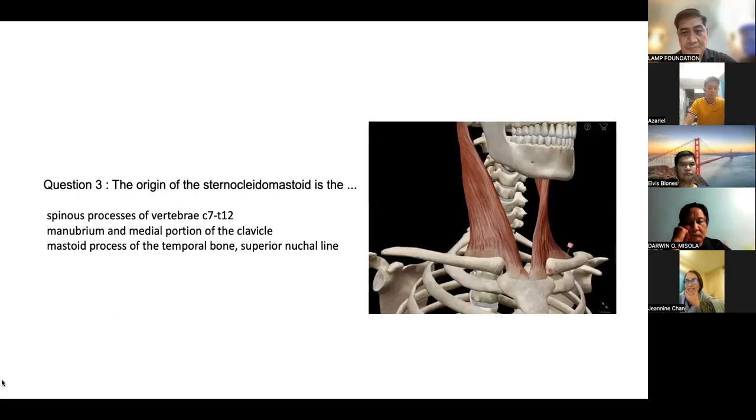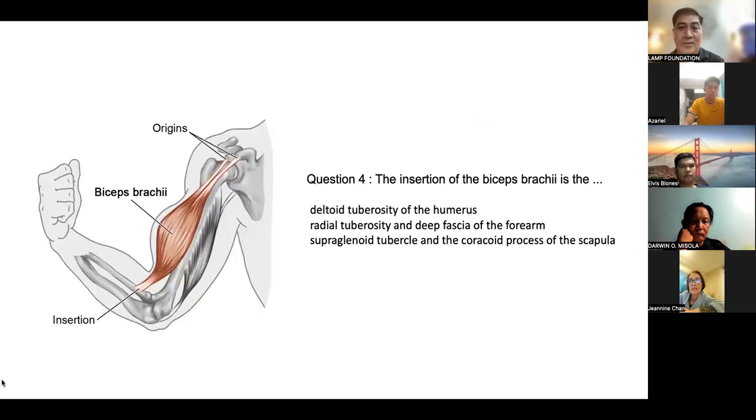Origin. Okay. Remember, sternocleido or cleido. It's from down, di ba, Doc? Manubrium and medial portion of the clavicle. So hindi niyan sinabi manubrium sterni, no? So yeah, medial part. Very good.